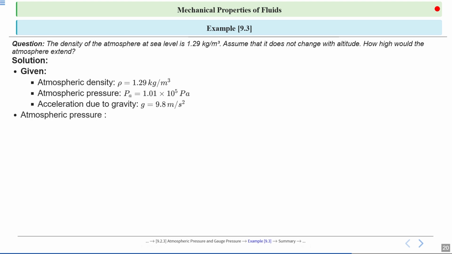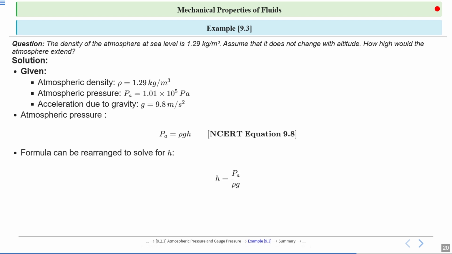Atmospheric pressure PA equal to rho GH. Alright. So the formula can be rearranged to solve for H. The rearranged formula is H equal to PA divided by rho G. By substituting the values, we will get the H.